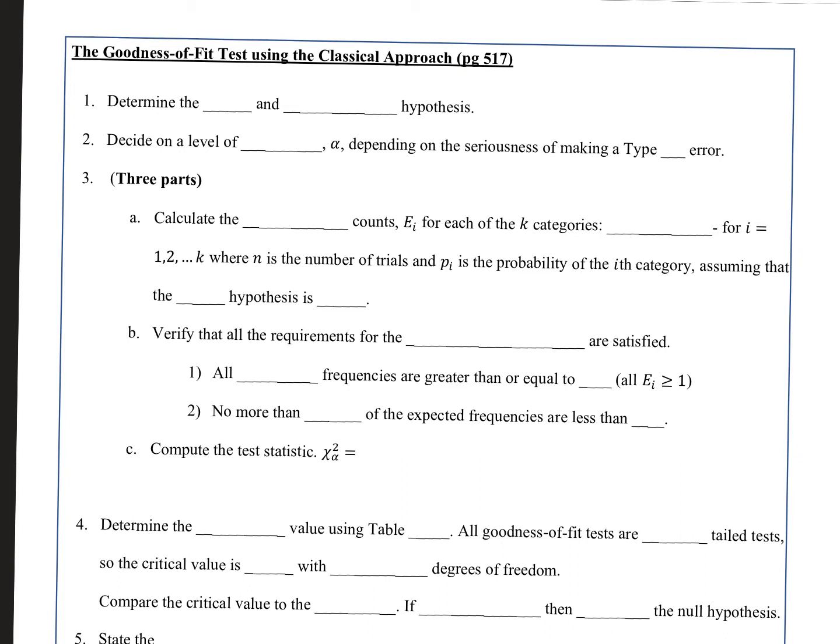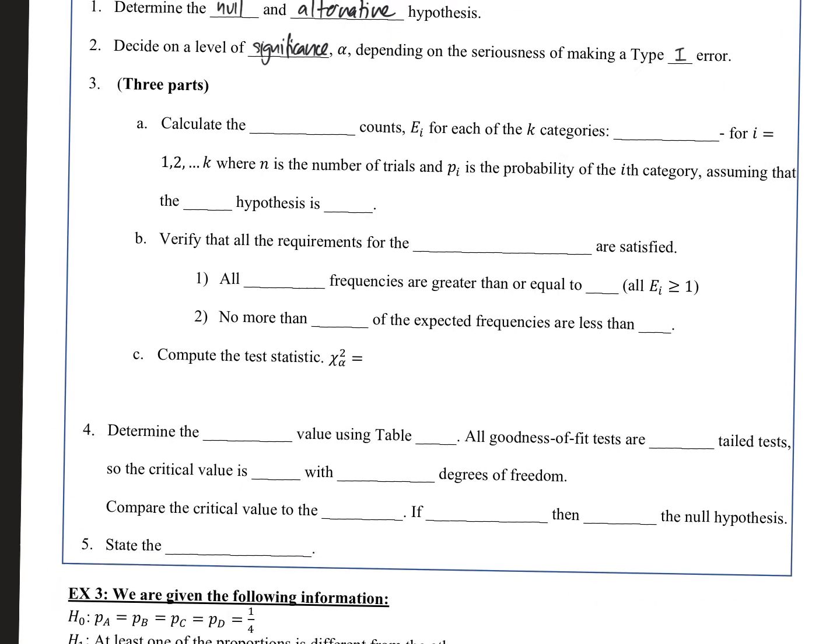So, step 1. This is the same step for a lot of them. You're going to determine the null and alternative hypotheses. After that, you're going to decide on a level of significance, usually given to you, depending on the seriousness of making a type 1 error. Now this is where the two tests sort of deviate from one another, starting on step 3.